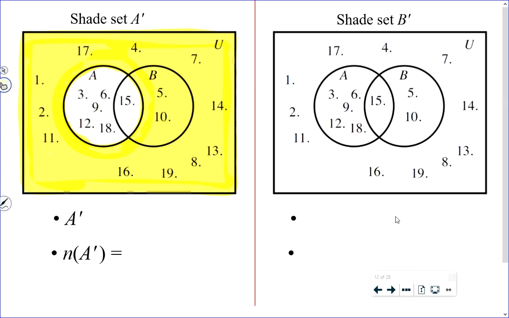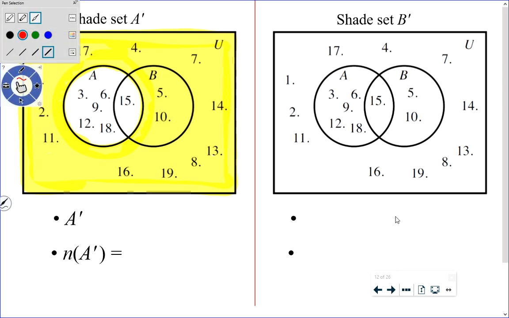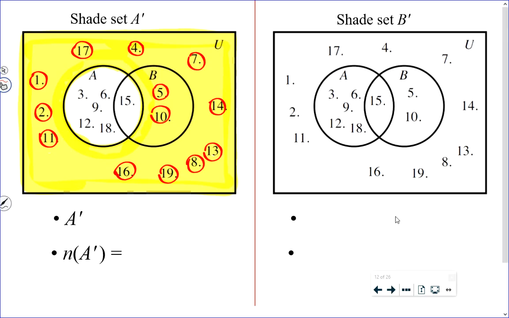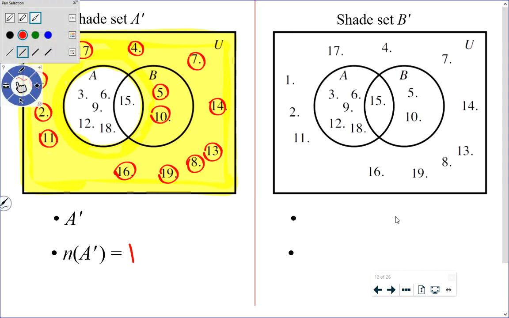We're after the notation. And how many are not in there? Well, you could count them all. There's 1, 2, 3, 4, 5, 6, 7, 8, 9, 10, 11, 12, 13. Or you could have taken the total number in the universal set, which was 19, and subtracted the number in set A, which was 6. Regardless, we get 13.